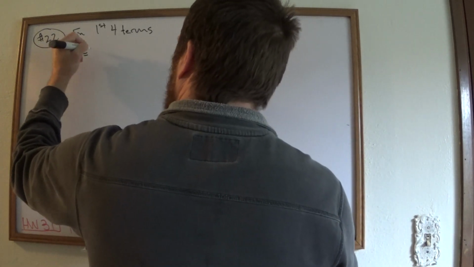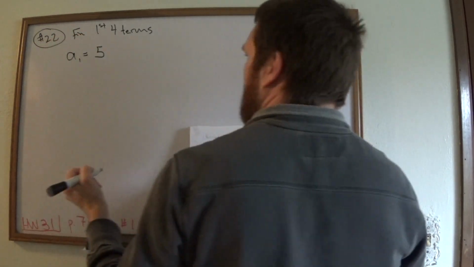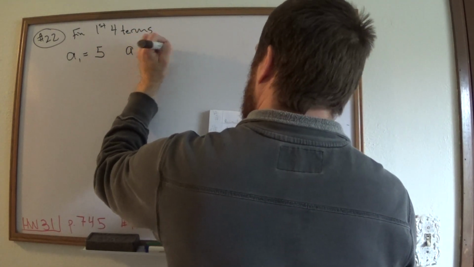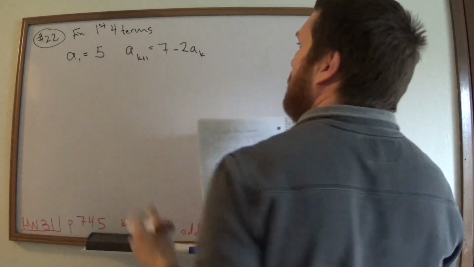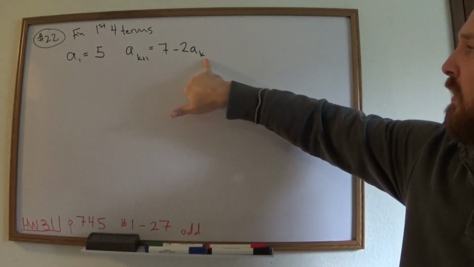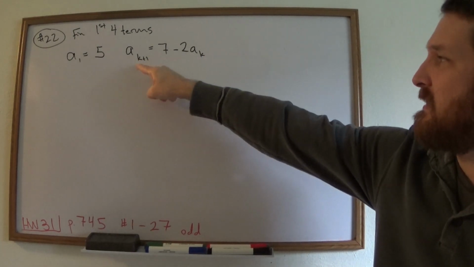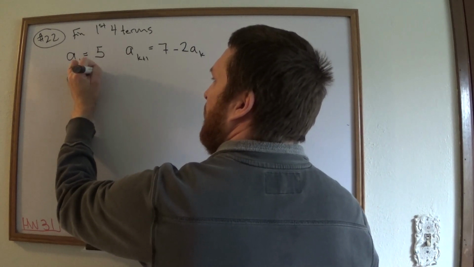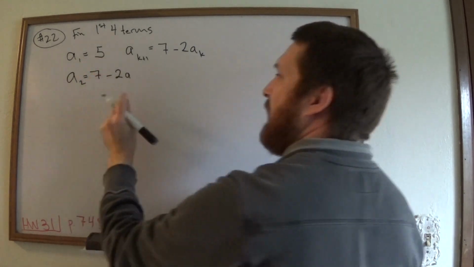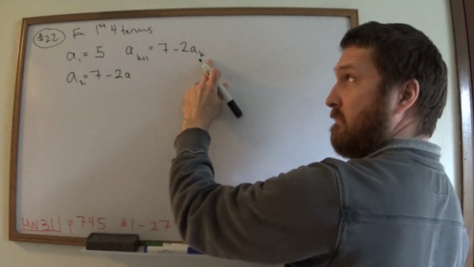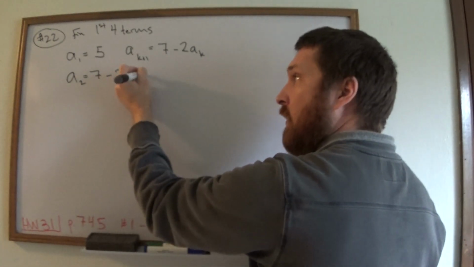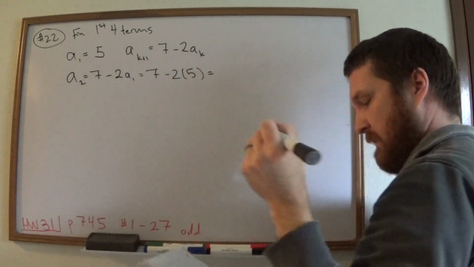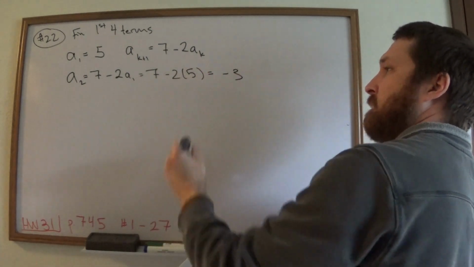But here's one. A1, the first term is 5. A(k+1) is equal to 7 minus 2 times A_k. So in other words, whatever your previous one was, you put it in here, and that's how you get the next one. So in order to get A2, we have 7 minus 2 times the previous one, which was 5. This works out to minus 3.